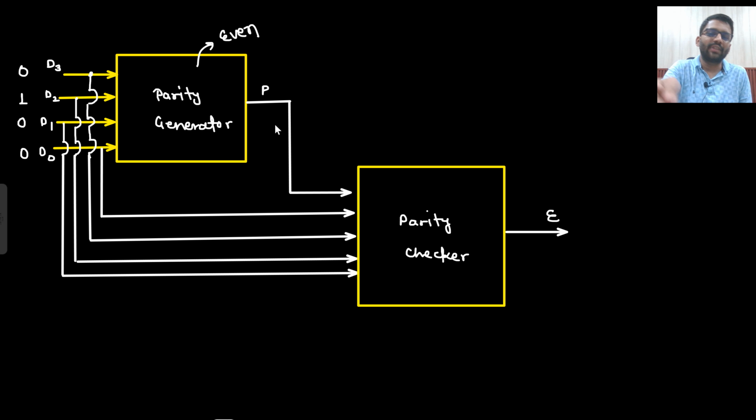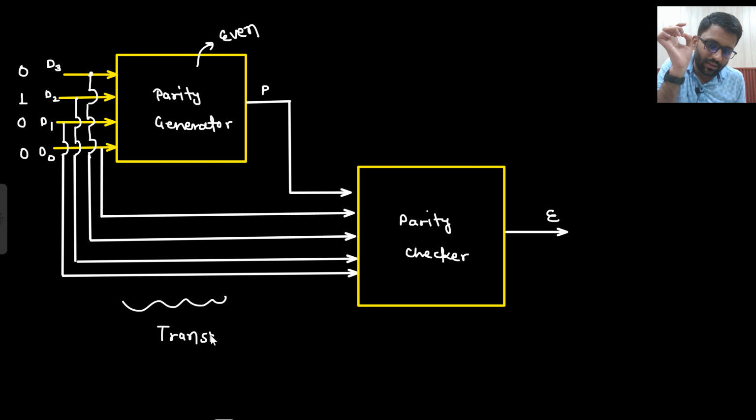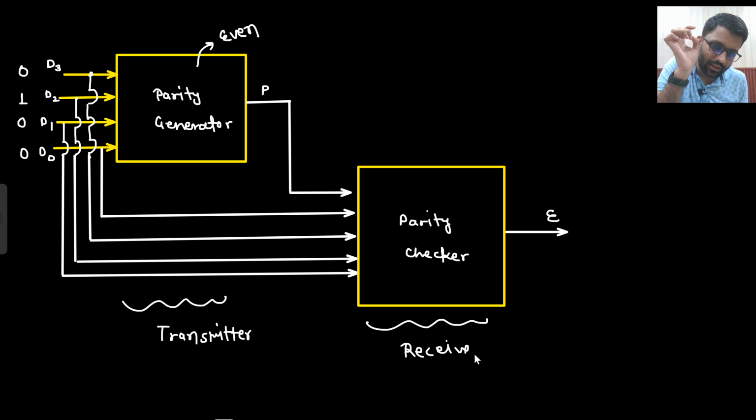That means I want to send an even number of ones to the parity checker. This is at the transmitter side, and the parity checker will be at the receiver side. This is the transmitter side, this is the receiver side. So this is an even parity generator.